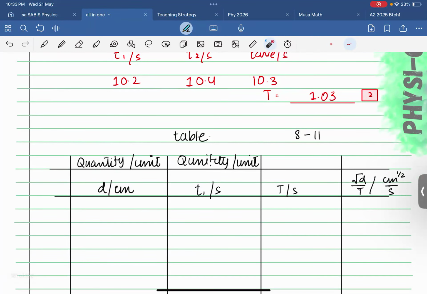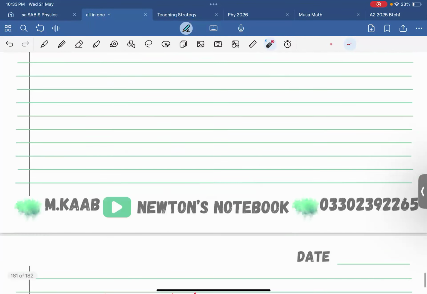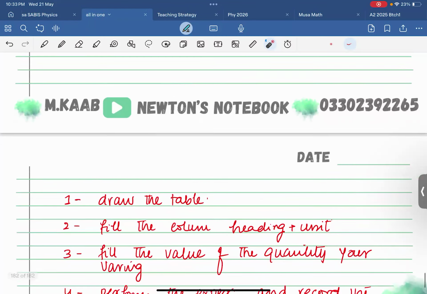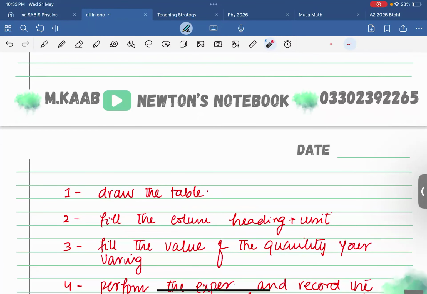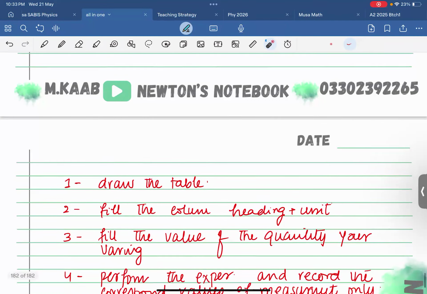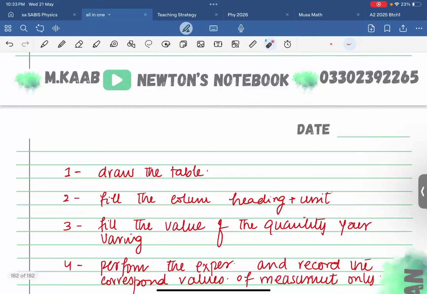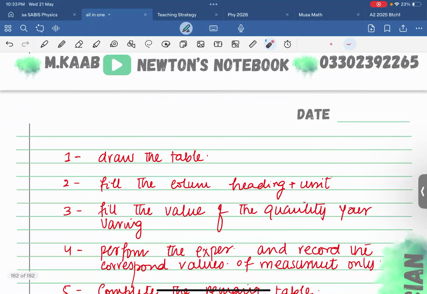So once done, then the third step. Please follow this pattern, otherwise you'll mess up in the paper. Just step by step, one after another, will lead you to the very simple end. So now the third thing is fill the value of the quantity that you are varying.